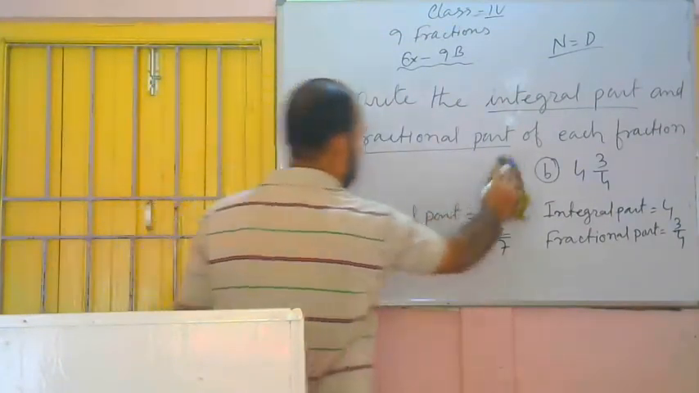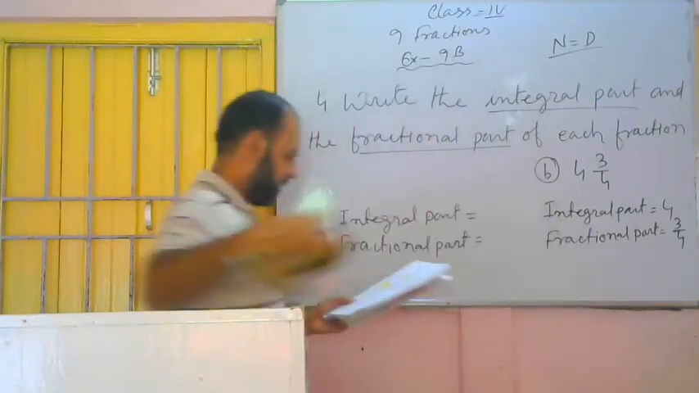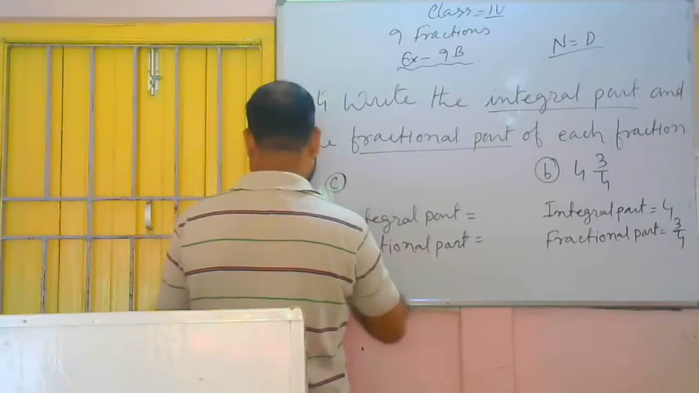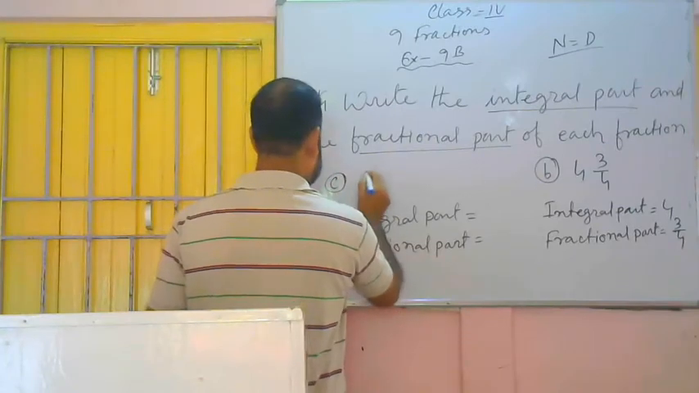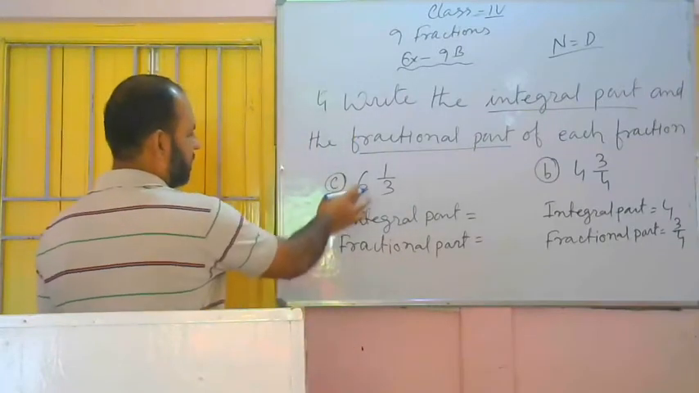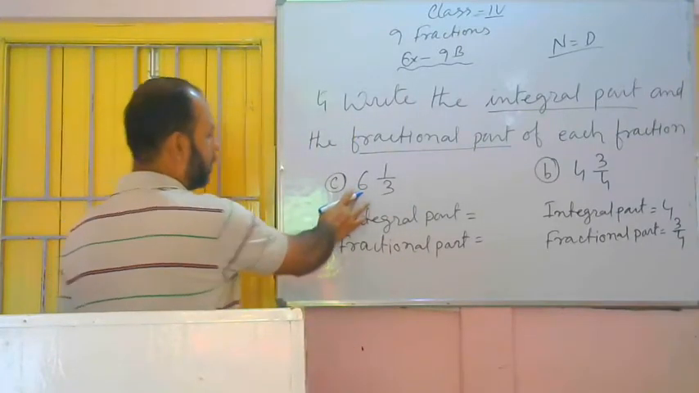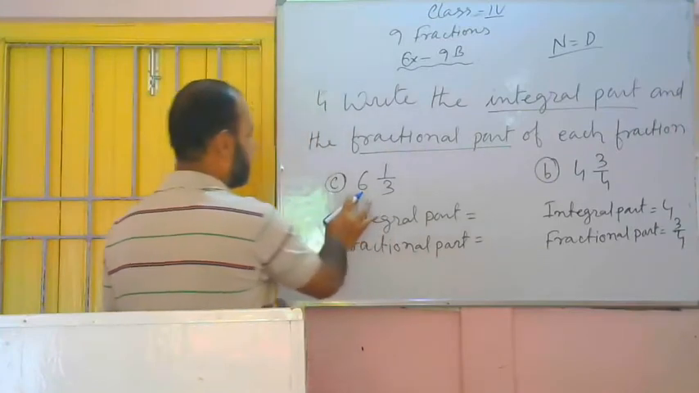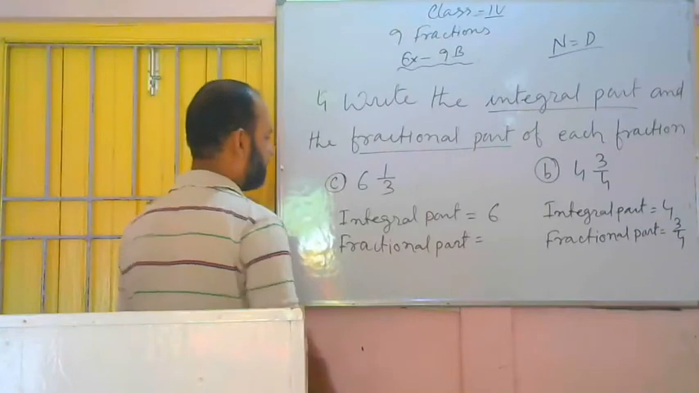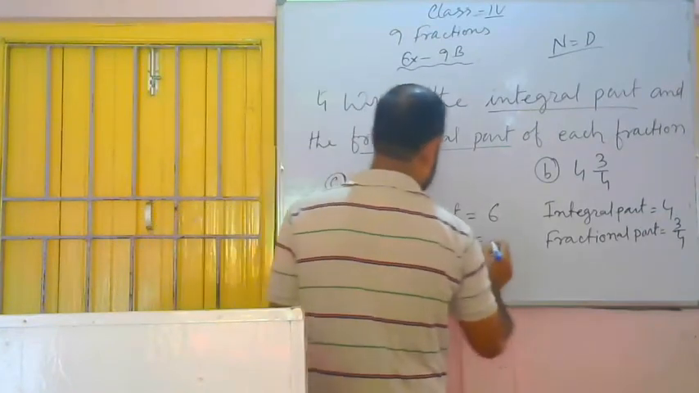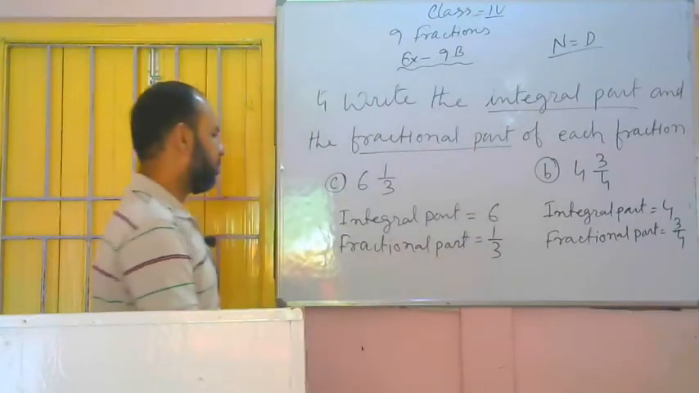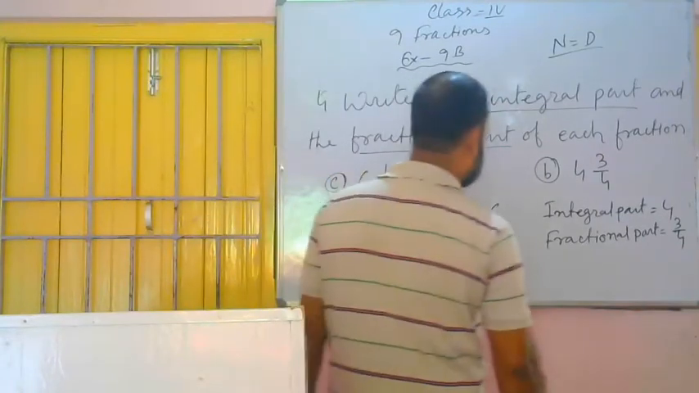Next, question number C. 6 1/3. So here 6 is the whole number. The whole number is called the integral part. So 6 is the integral part and 1/3 is a proper fraction, so it is the fractional part. The fractional part is 1/3.